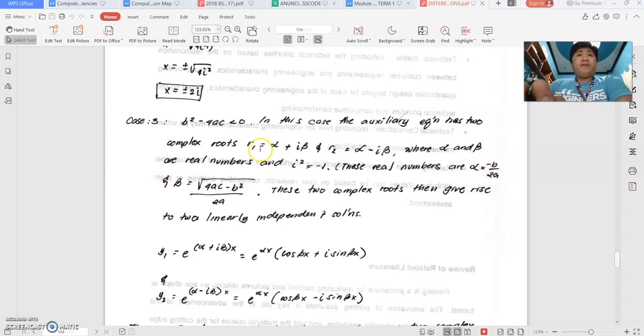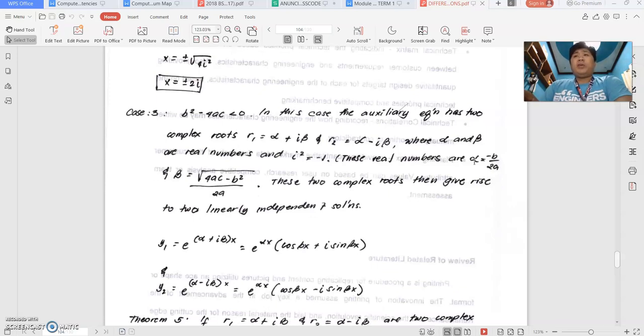In order to get the value of your alpha and beta, this is the formula to be used. It looks like the completing the square formula for case number 2, the root. In this case, that is the value of alpha. And your beta will be the square root of 4ac minus b squared over 2a. So that's how you get your beta, and this is how you get your alpha. Why is it important to get the alpha and beta? Because in our general solution, these are the values that you will be substituting.